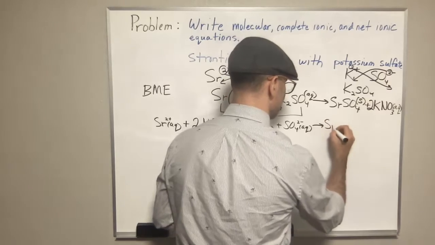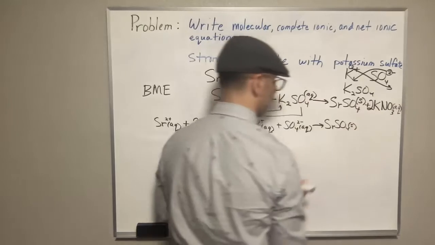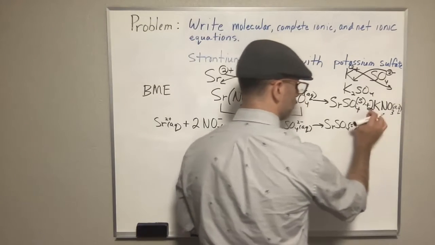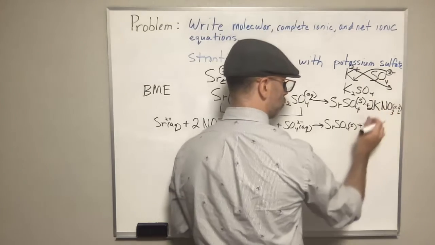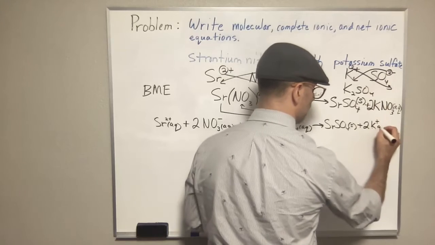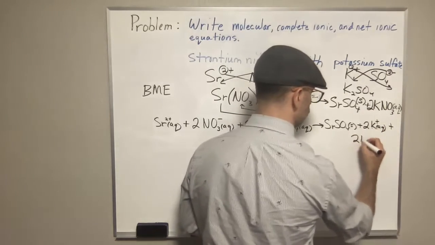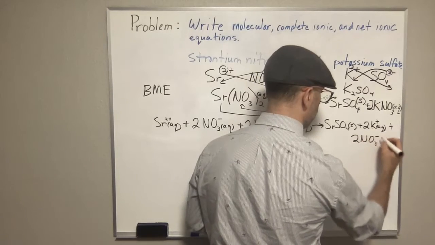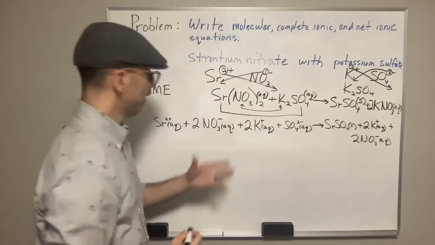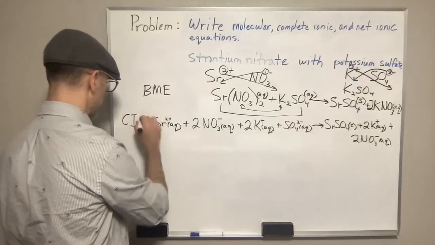So that's going to be SrSO4 solid. And then here we have aqueous. We're going to separate that. So we have 2 potassium nitrates. So that means we have 2 K plus aqueous plus, and we have 2 NO3 minuses aqueous. And here is our complete ionic equation, CIE.